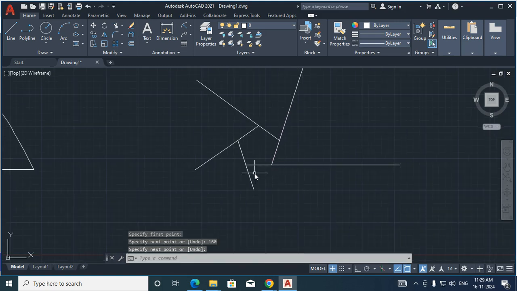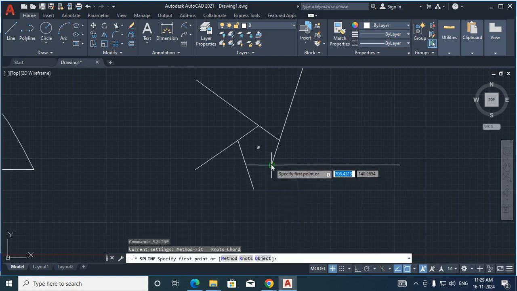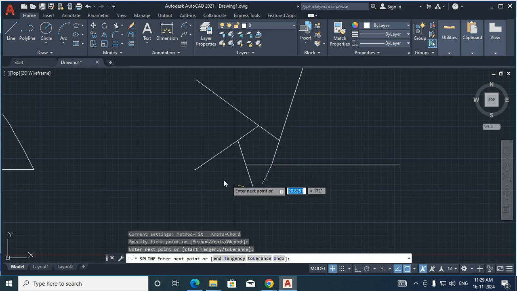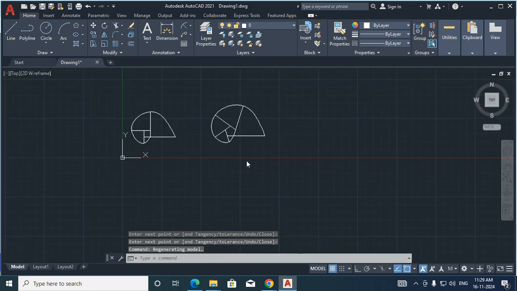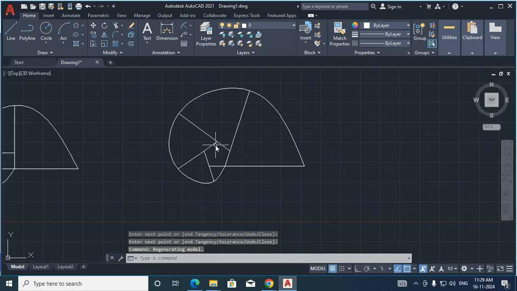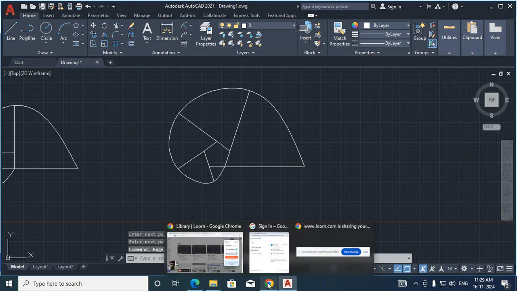If we connect these points, then we get the involute of a pentagon. So spline, first point, second point, third point, fourth point, fifth point and sixth point. So this is the involute of a pentagon. Thank you, students.